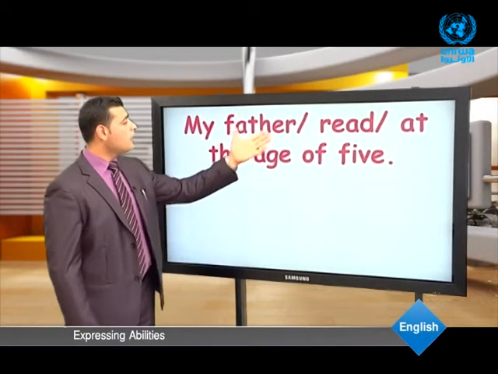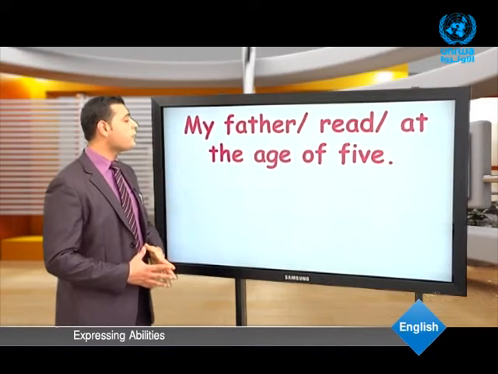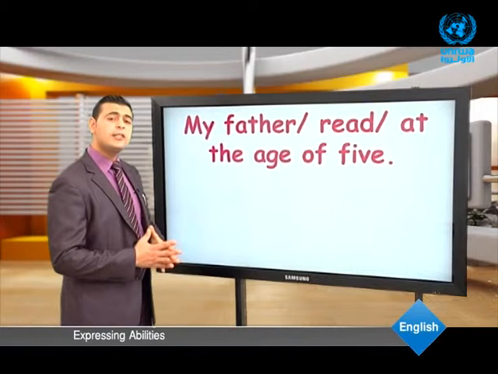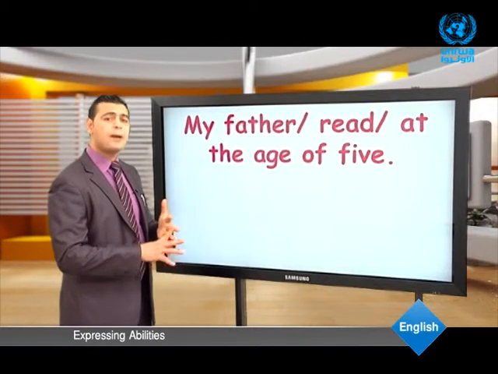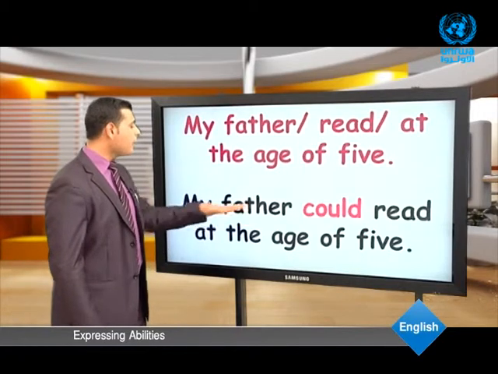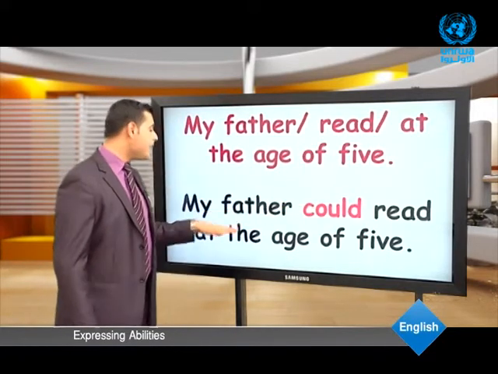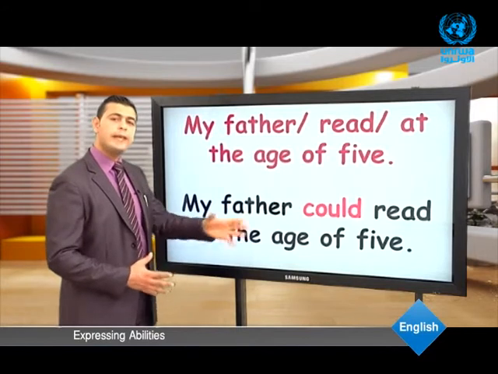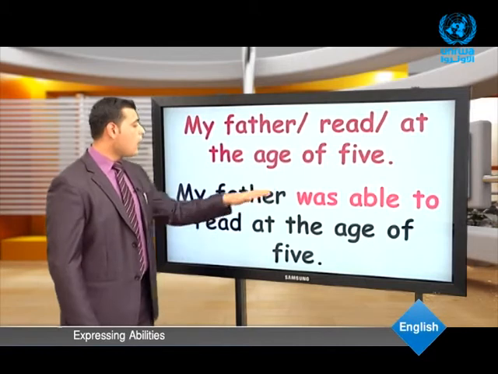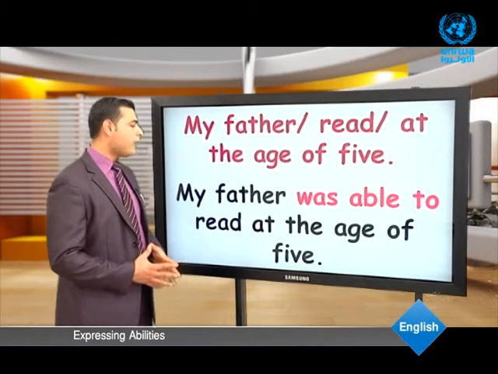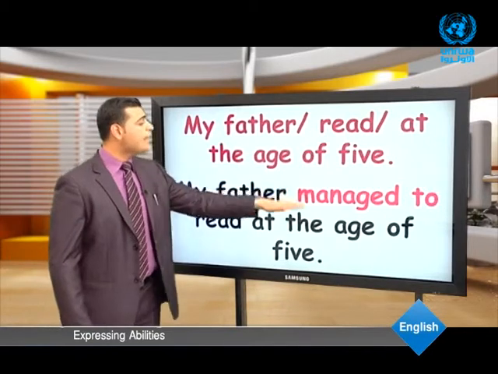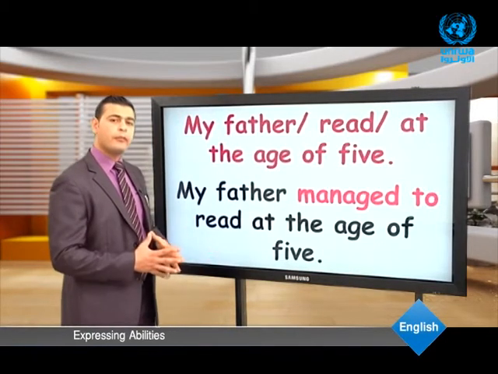My father read at the age of 5. Let's use could, able to, and managed to form sentences. In the first sentence, my father could read at the age of 5. Let's use able to. My father was able to read at the age of 5. Let's use managed to. My father managed to read at the age of 5.